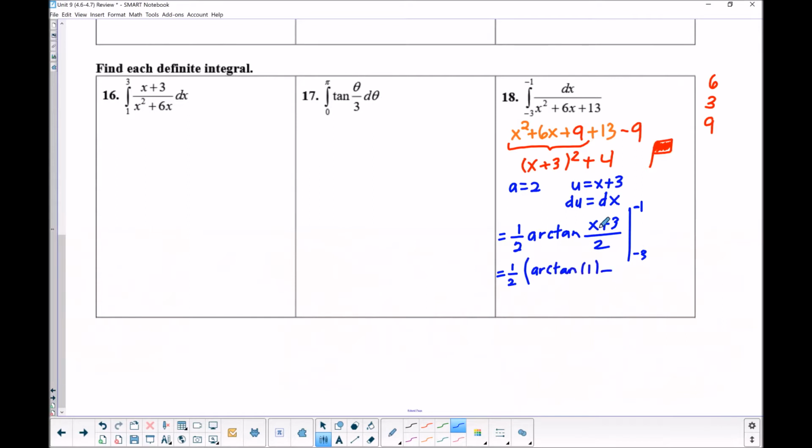Subtract. We plug in -3. Woo, we caught a great break there. Arctan of 0. Probably the easiest thing to take the arctangent of. And then we have 1/2 times, and what is the arctangent of 1? I think that's a 45-degree angle, is it not?